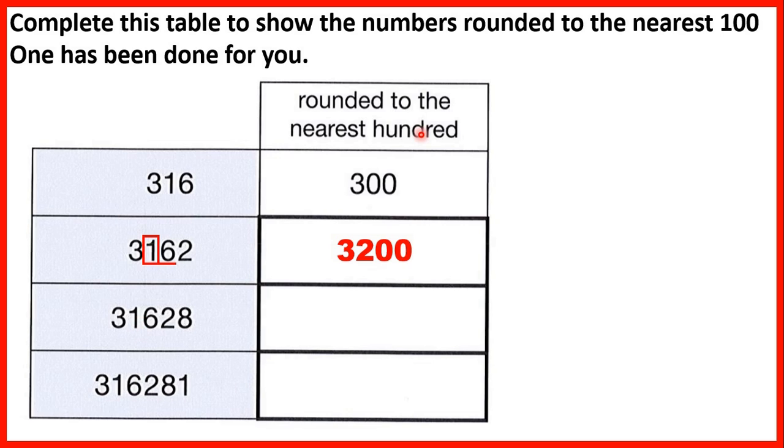Now we need to round 31,628 to the nearest hundred. So again, we find our hundreds digit and look to the right. It's a 2, and if it's 4 or less, like it is here, we round down, which means this number stays the same. Digits to the left of what we've circled always stay the same, and digits to the right turn into zeros, so we have 31,600.